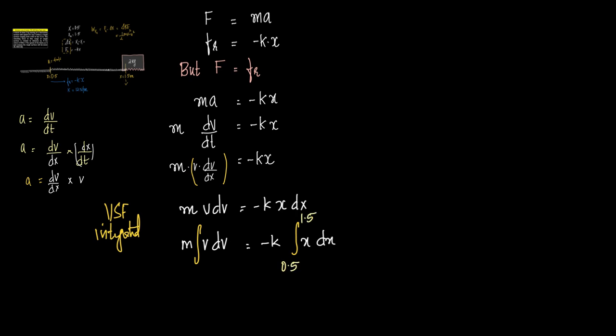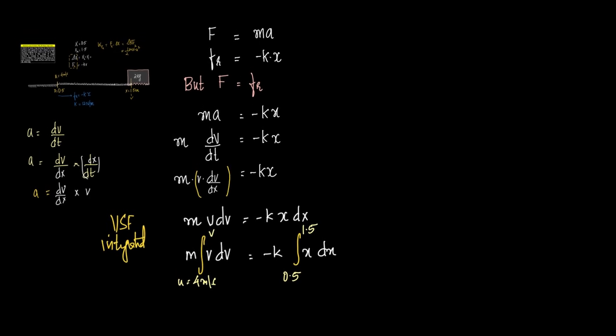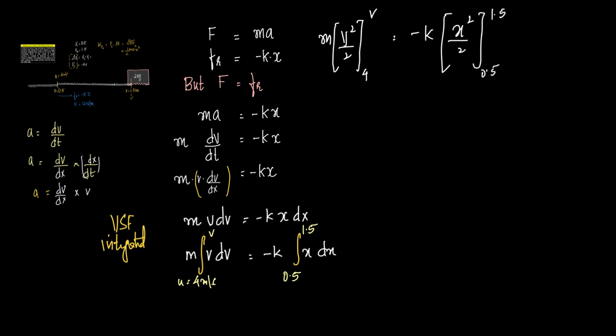And for the velocity, the lower velocity is u, right? Lower velocity is u to v. u is given to us as 4 meter per second, and we have to find out v. Now this becomes m into integral of v, which is v square by 2, varying from 4 meter per second to v meter per second, thus giving you the change in kinetic energy, is equal to minus k into integral of x, which is x square upon 2, varying from 0.5 to 1.5.